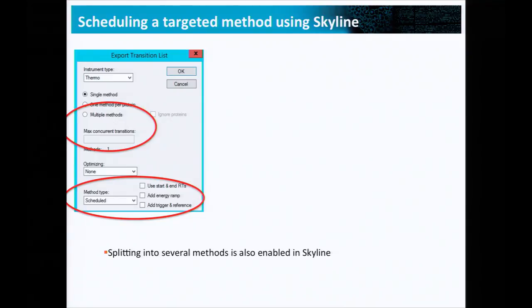You can tell the machine, I would like to have multiple methods and a maximum concurrent number of transitions. And what this maximum number of concurrent transitions means is basically back to this calculation. So if I have a cycle time of 3 seconds and I would like to have a dwell time that is always higher than 30 milliseconds, then I would write here a maximal concurrent transitions of 100. And then I know that it's always 30 milliseconds or more.